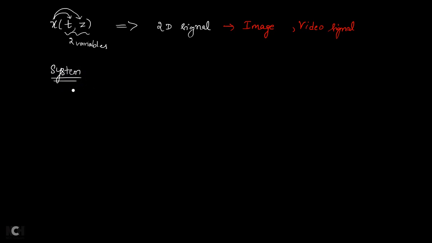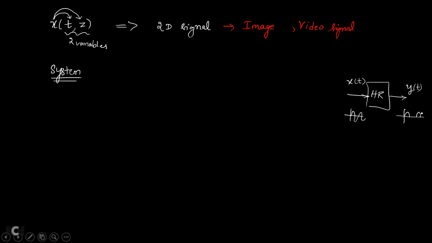System. Take an example of a half-wave rectifier circuit. This half-wave rectifier will take an input, that is x of t, and it gives one half-wave rectified signal as output, and we can call it y of t. The input signal will be a sine wave, and the output signal y of t will be a half-wave rectified signal.